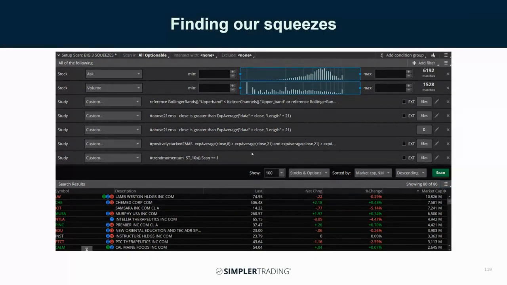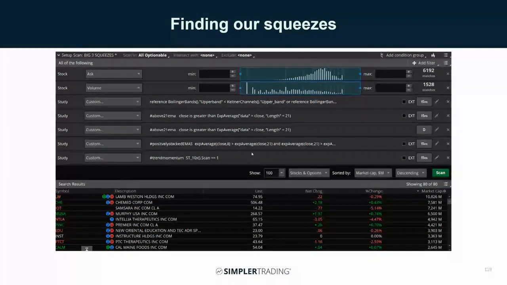We're never going on Twitter for the latest, hot stock suggestion. We're not going on Reddit. I think in the long run, guys, this squeeze scan, for me at least, is going to be worth millions of dollars.